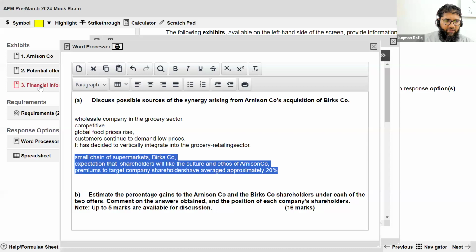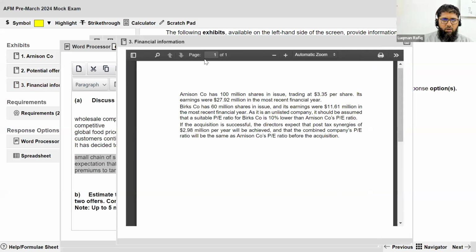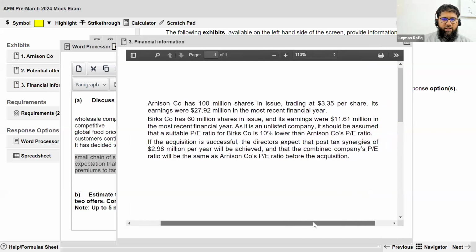There is basically this financial information also. And what is the financial information? So can you just go through this financial information?